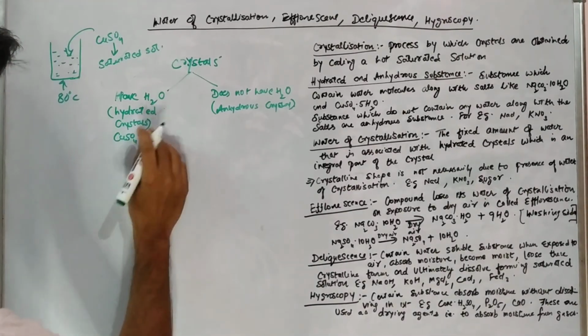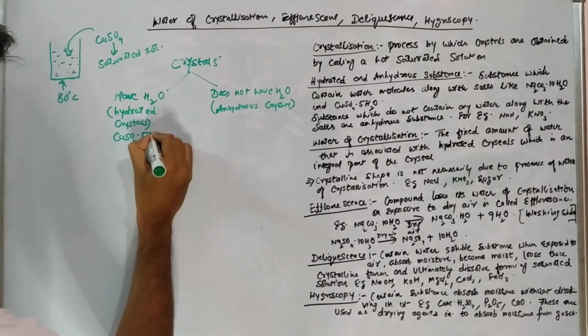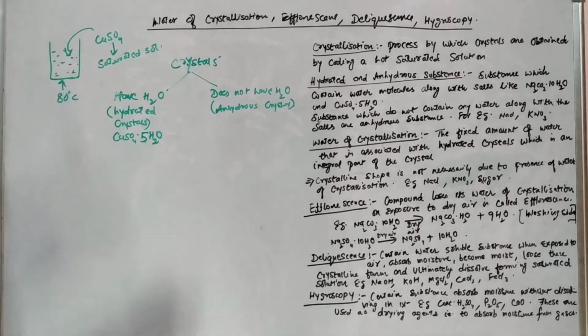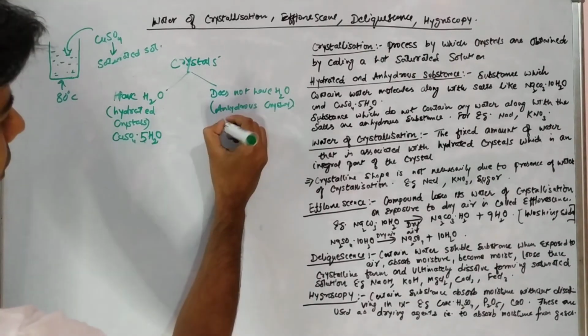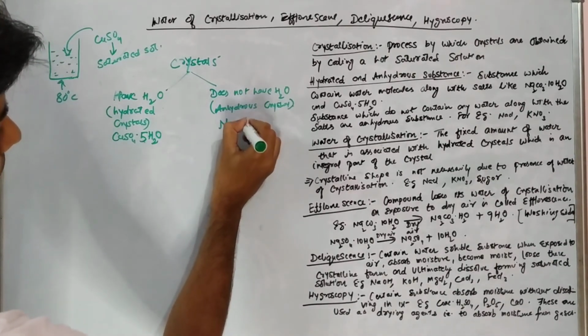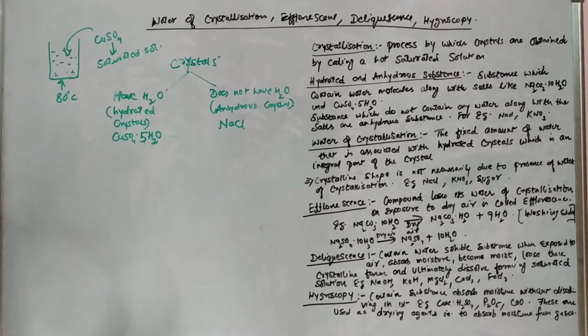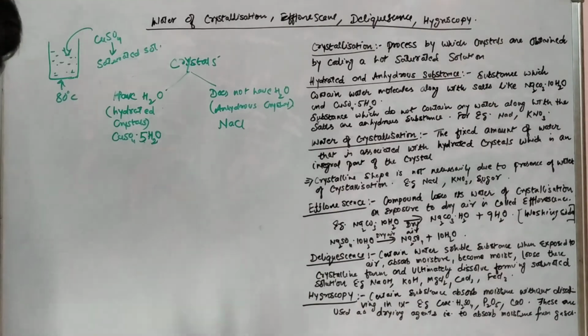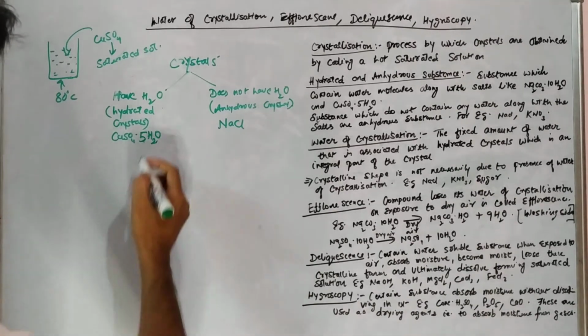So we write it like this: it has 5 molecules of water associated with it. Similarly, sodium chloride does not have any water molecules associated with it, and we call it anhydrous, that is, without water.